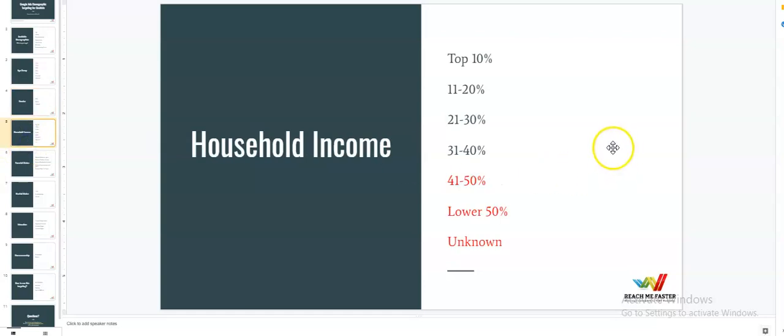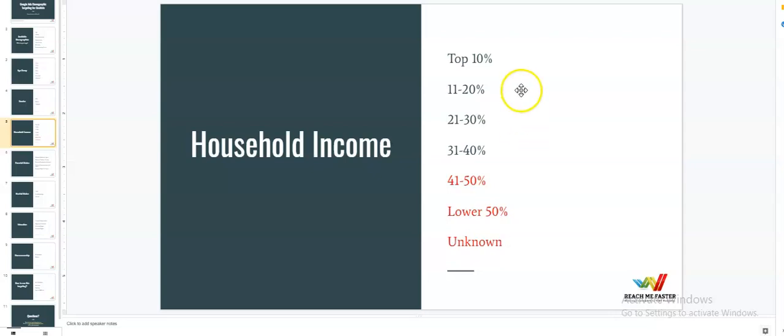Next, there is of course household income. Now this is of course important. What we have seen is that we usually lower the bids, or we apply a negative bid adjustment, for the low income group, like lower 50% or 41 to 50%. We do not usually increase bids. Basically, we keep a high bid and simply apply a negative bid adjustment for these groups. And again, unknown also contains different income groups, but the majority of them are going to be low income.